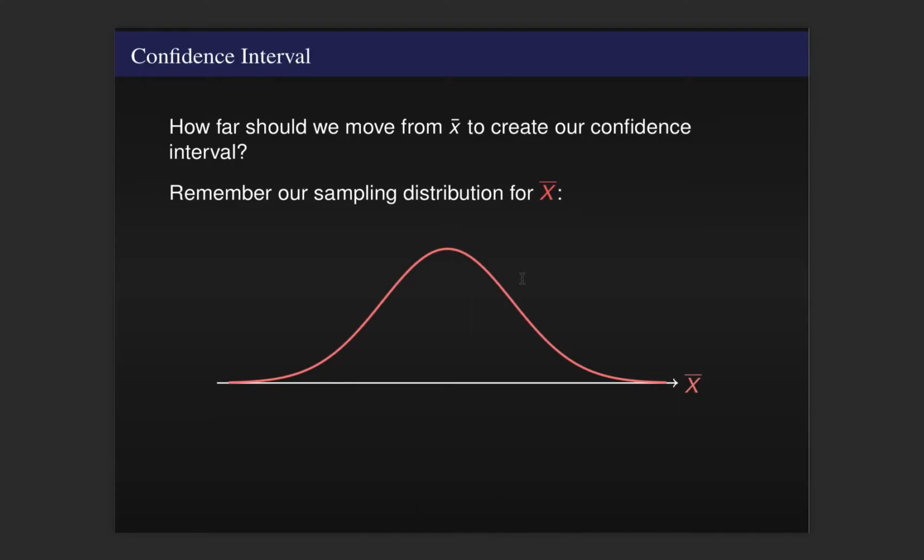So here's how we pick that perfect distance. Remember our sampling distribution. From the central limit theorem, it tells us that we've got a nice normal distribution shape here. And we know that the mean for the sampling distribution is the same as the mean in the population.